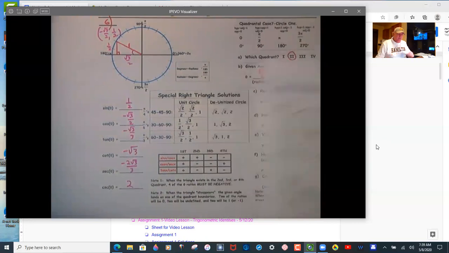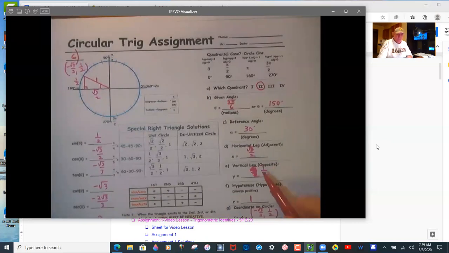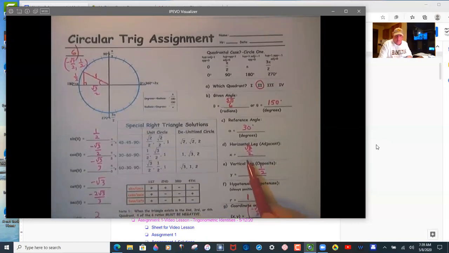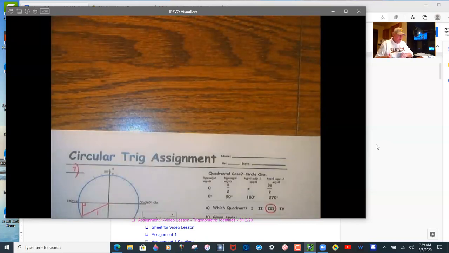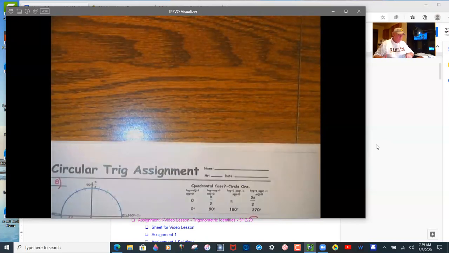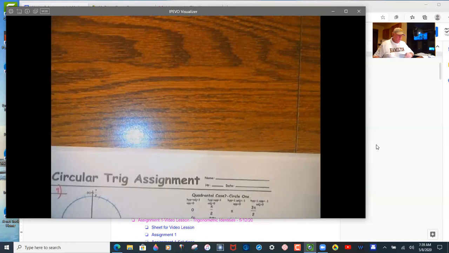Okay, and that is the second quadrant. Again, make sure you don't make these mistakes. Square root of 3 over 2 and that. Now we're going to skip to the fourth quadrant, just so you have some to do.